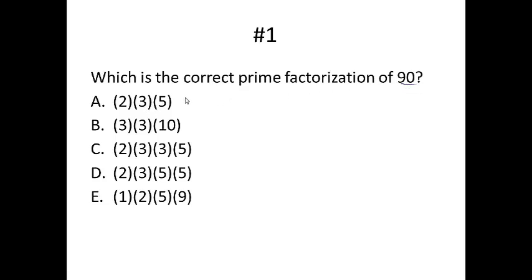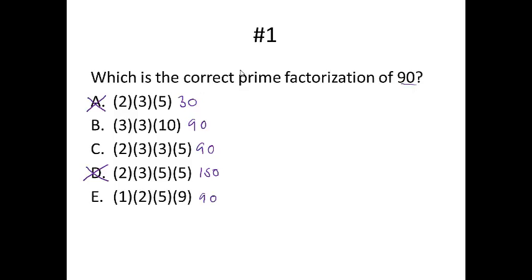2 times 3 times 5 was 30. 3 times 3 times 10 is 90. 2 times 3 times 3 times 5 is 90. D, 2 times 3 times 5 is 150. And 1 times 2 times 5 times 9 was 90. So first of all, I could go ahead and cross off D and A because they did not equal 90.